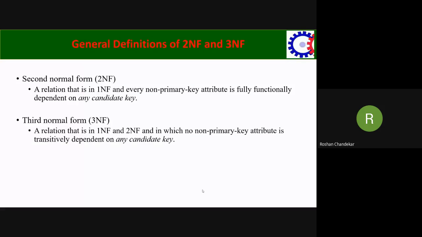Now we will discuss the general definitions of second normal form and third normal form. Second normal form: a relation that is in first normal form, and every non-primary key attribute is fully functionally dependent on any candidate key. Keep in mind, any candidate key. Third normal form: it is in first and second normal form, and no non-primary key attribute is transitively dependent on any candidate key, so that we can decompose a table into two separate relations.